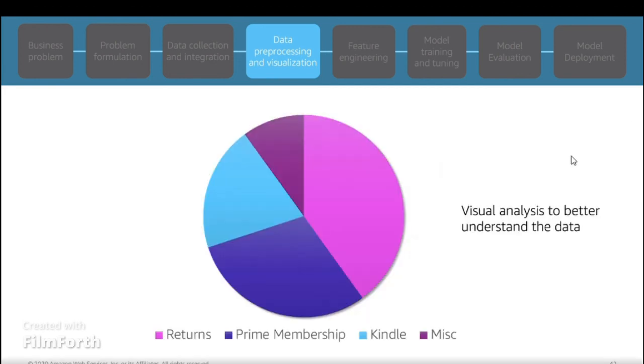Data visualization was the next step, where we did a number of things, including a programmatic analysis to give us a quick sense of feature and label summaries, effectively helping us better understand the data we were working with. At this point, we may have noticed that 40% of calls were related to returns, 30% were related to Prime membership, 30% were related to Kindle, and so on. Important information that gives us a better sense of the data we were working with.